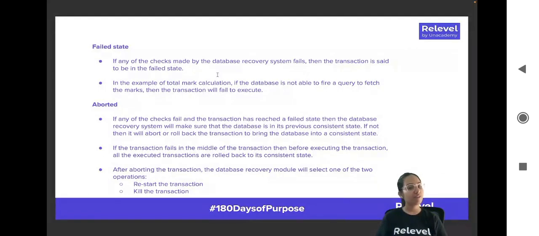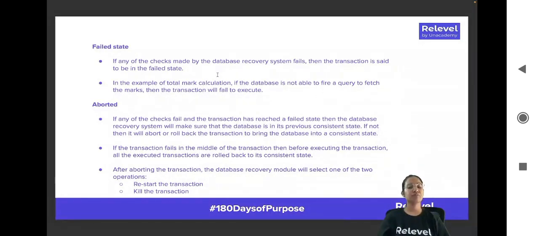Okay. After that, the final one that we have is aborted, right? Aborted is more of a process, a transition. If any of the checks fail and the transaction has reached a failed state, then the database recovery system will make sure that the database is in the previous consistent state. So you did some operations, you made it to a consistent state. After that, you did another transaction and failed. So you are in an inconsistent state. So you need to roll back to the previous consistent state, right? If not, then it will abort or roll back the transaction, bringing the database to a consistent state. If the transaction fails in the middle of a transaction, then before executing the transaction, all the executed transactions are rolled back to its consistent state. That is what we just talked about.